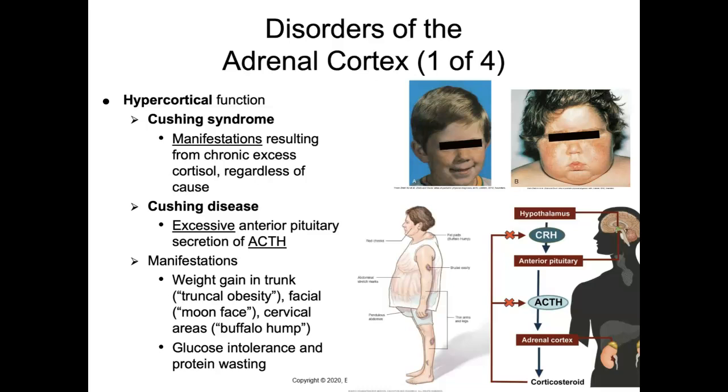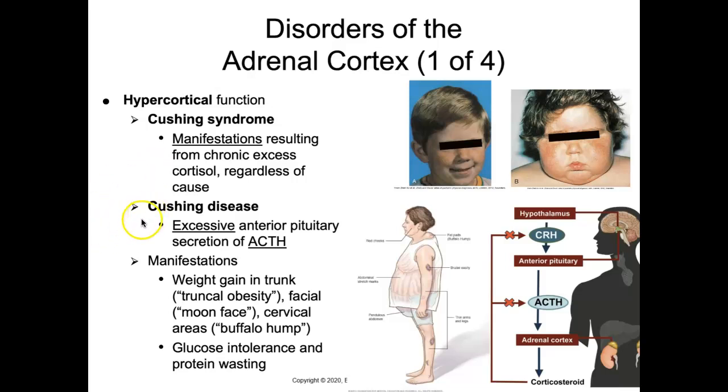Next, let's talk about disorders of the adrenal cortex. And so we'll take a look at hypercortical function first. And the diseases that we have within the hypercortical realm is Cushing syndrome, which really is more of a group of clinical manifestations that results from chronic excessive cortisol, regardless of the cause.